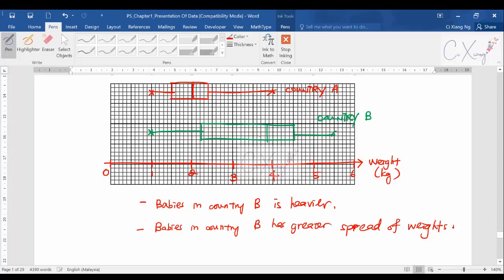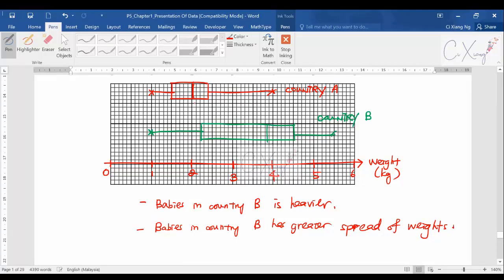So you see the box is longer here, 50%, right? It covers from a smaller number to a larger number. Compare with box A, all of them are grouped under the smaller number side. Okay? So from here you know that country B has a greater spread of weight. So you look at the length of your box. If your box is longer, that means it has greater spread. If the box is smaller and shorter, that means they have a shorter spread of weight.